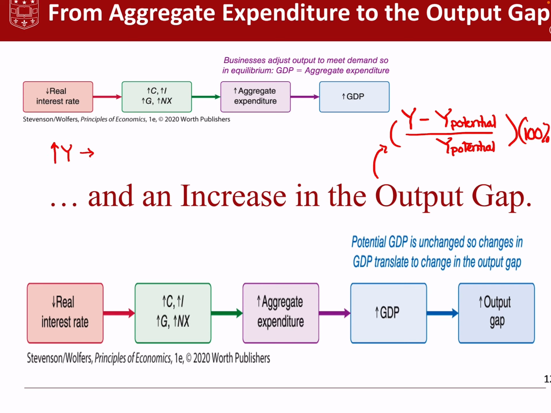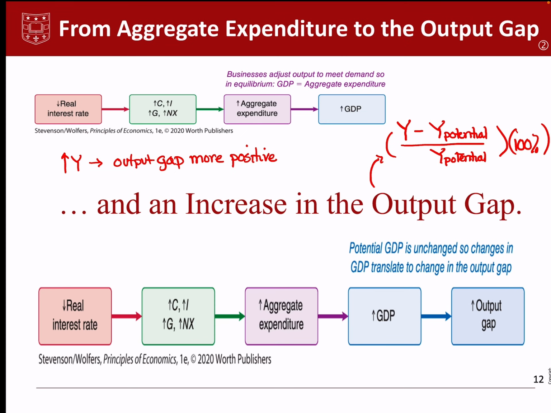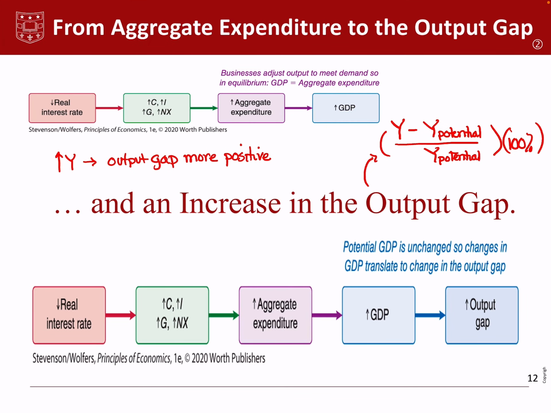So an increase in Y means the output gap becomes more positive, rather than talking about bigger or smaller, since this could be a positive or a negative number. And then similarly, a decrease in Y means that the output gap becomes more negative. So that'll be the language that we use in this.